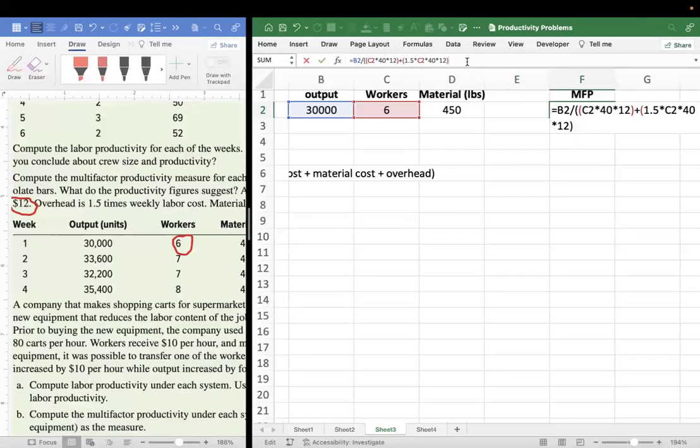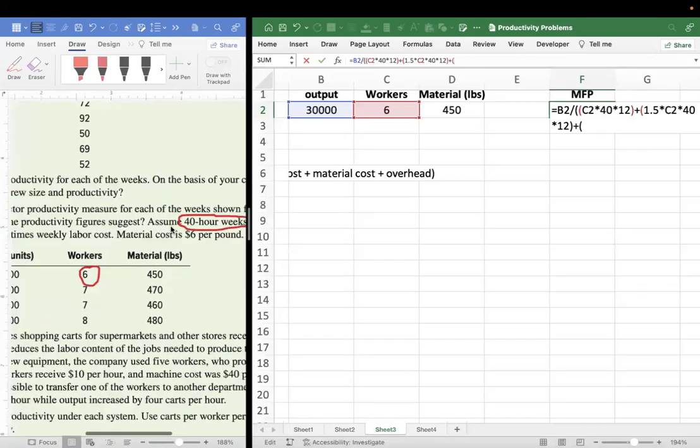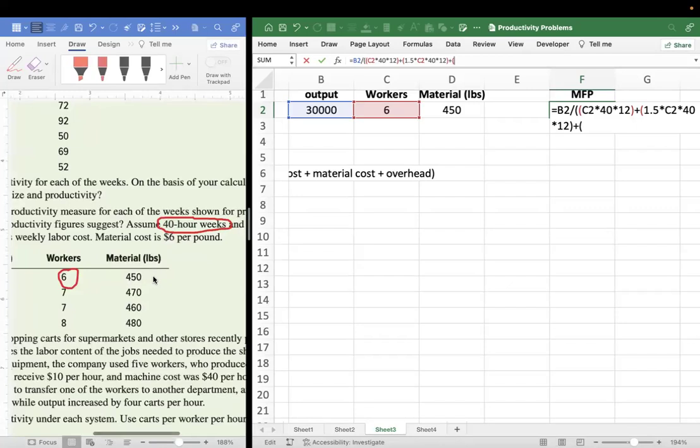And the last input here is material. How much material is being used? We know they are using 450 pounds. So this 450 pounds is multiplied by the cost per pound, which is 6.